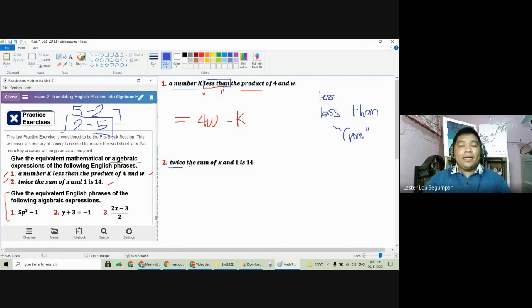When you say my age is twice as yours and your age is 10, my age is 20. If I say my allowance is twice as much as yours and your allowance per week, say for example during face-to-face classes, is 500, then I have twice as much. That means I have 1000. So twice is the keyword for multiplication. Of course, the term sum is for addition.